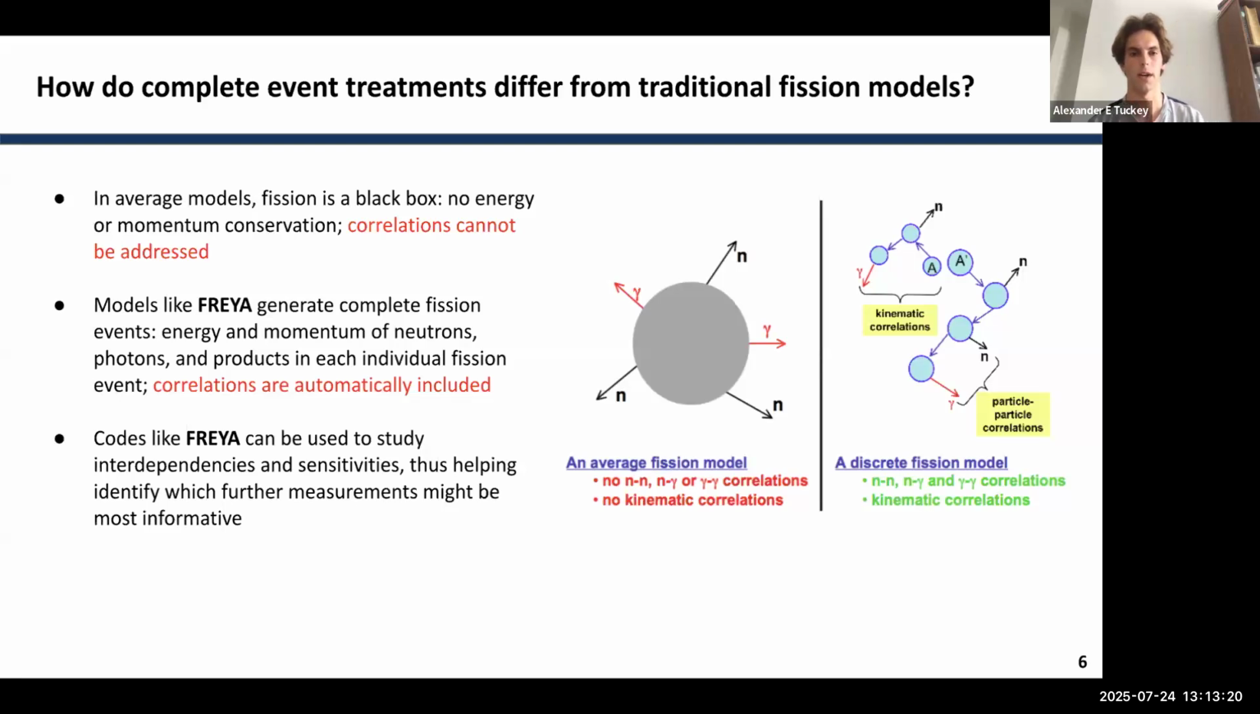We have models like FREYA, which perform complete event treatments. And these models do conserve energy and momentum. And FREYA specifically outputs the energy and momentum of the neutrons, photons, and fission products in each individual fission event. This allows us to address the correlations throughout the fission process. And so, this is useful because we can use these codes to study different sensitivities of fission observables and therefore help inform which measurements to take in the future.